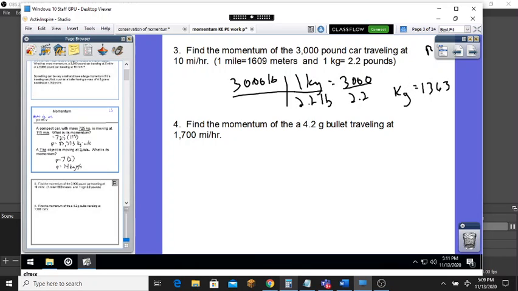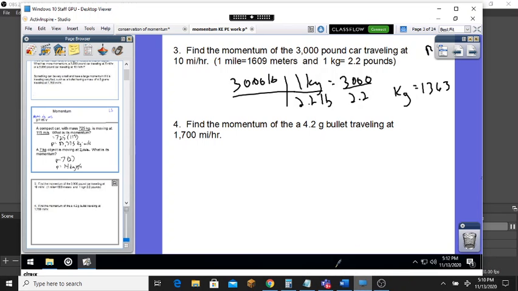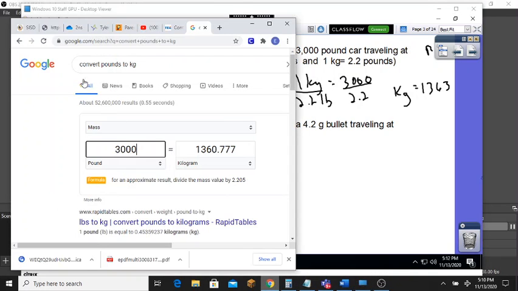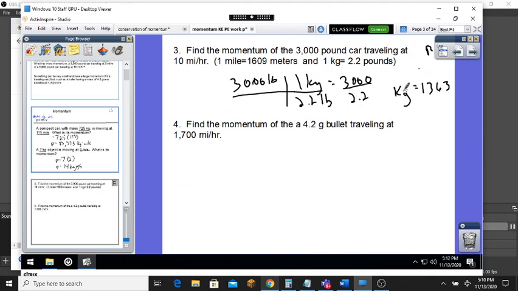Another trick you could do is, on some of these problems that I might give you, you could even just go in Google and put convert pounds to kilograms if you don't want to go this route, and it'll give you something somewhat close, 1360, we put 1363. But that's kilograms. Your mass has to be in kilograms.